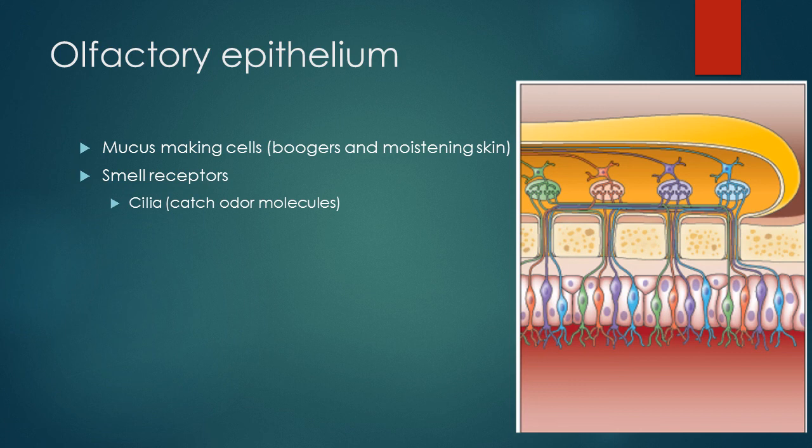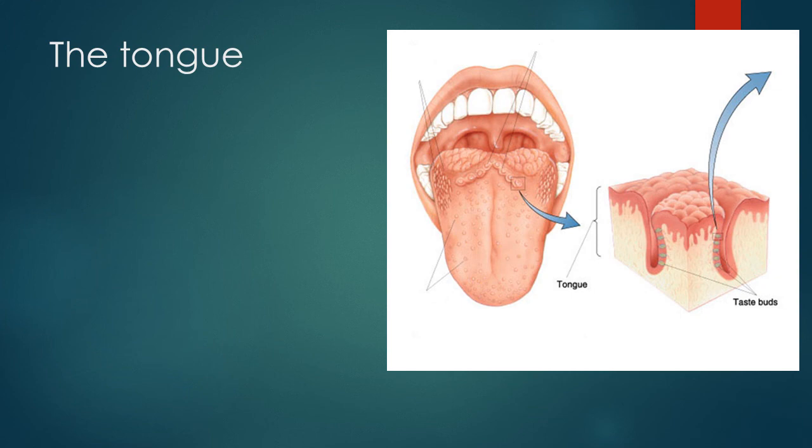The tentacles, the finger-like structures, are called cilia. They actually capture or come in contact with the odor molecules or the smell particles. So the cilia come in contact with smell particles. That activates the cell, and that one sends a signal back to the nerves saying, you smell this. So that was pretty much the nose.